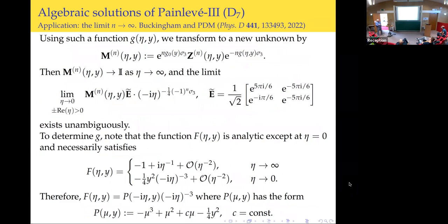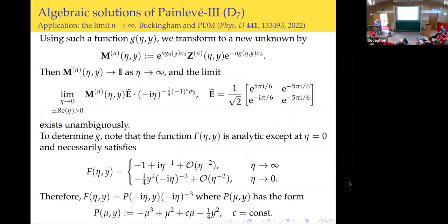And then if we use a function that has those properties, we'll use it like this. We'll just conjugate this Z by multiplying on the right, which is going to modify those exponents by adding the g to it, basically. So we do this transformation like that. And then this matrix M now turns out to tend to the identity matrix as eta tends to infinity. And we may examine this limit at 0. We can take a limit eta goes to 0 by multiplying on the right by some suitable factor, and that limit will exist.